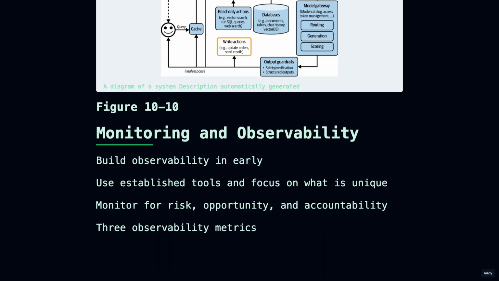A useful way to judge observability is with 3 operational metrics. These come from DevOps practice, and they tell you how quickly you notice issues, how quickly you recover, and how often changes cause problems.